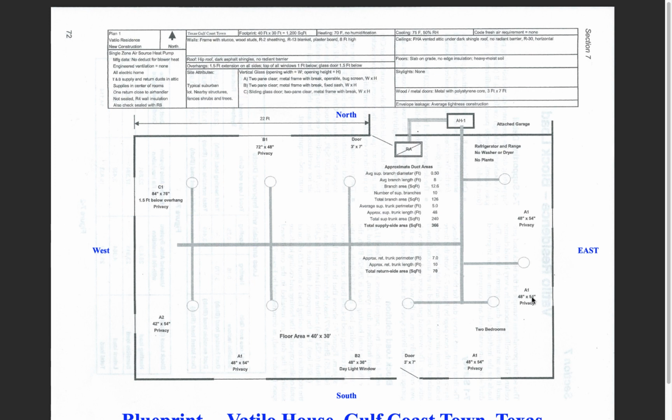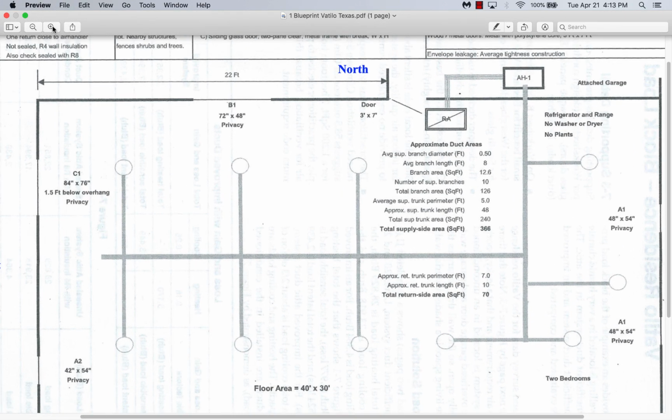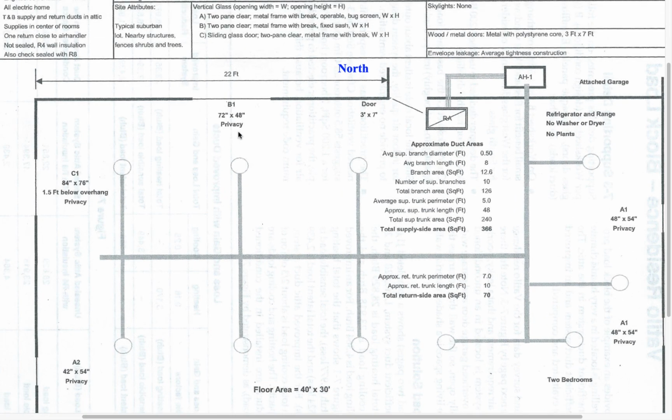Okay. If you notice in front of each and every one of them, and we'll zoom in on this one right here: B1, 72 by 48, privacy. Like I said, these numbers are not like an A, B, C, D as we're going to do on the actual form, but they're just to remind you that they're the same construction.